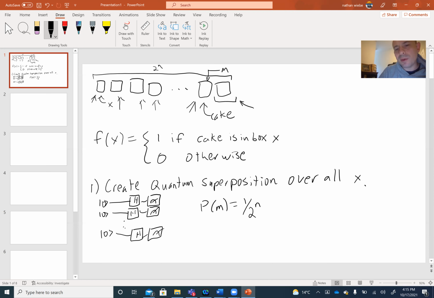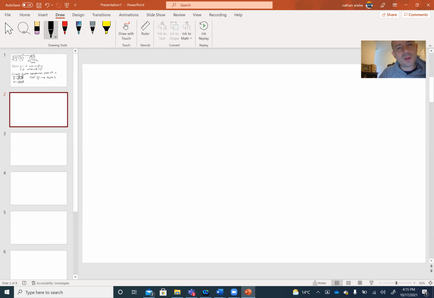So ideally, what we would like to be able to do is boost the success probability from 1 over 2 to the n over here to end up getting P of m approximately equal to 1. And as I said before, amplitude amplification is going to be the technique that we use in order to be able to do this. So in order for you to understand amplitude amplification, there's a couple of concepts that we need to make sure that we deal with.